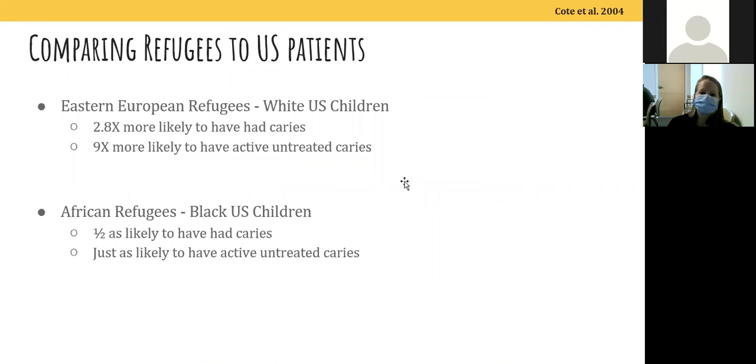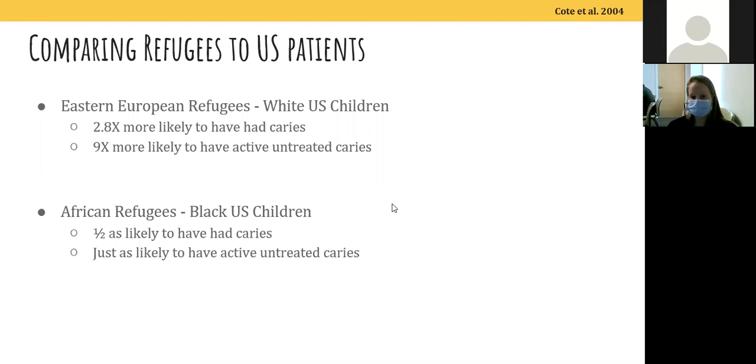When they compared these refugees to US children by race, they found that the Eastern European refugees were 2.8 times more likely to have had caries than white US children. But after they arrived, they were 9 times more likely to have active untreated caries. When they compared the African refugees to Black US children, they found that they were half as likely to have had caries in the past, but once they arrived, they were just as likely to have active untreated caries compared to Black US children. Now, again, there's some different conclusions that can be drawn from this.